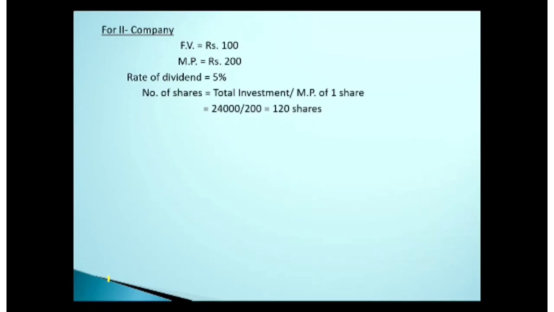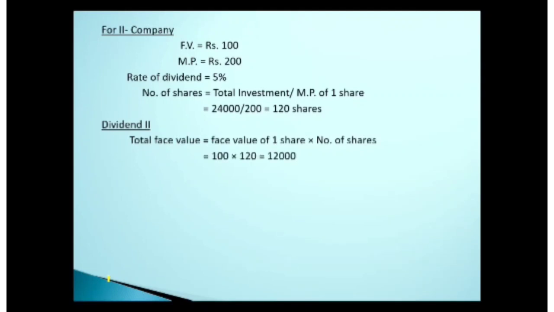After that, we will calculate the dividend for the second company. Dividend two, I have written that subtitle. So the total face value has to be calculated. Before you calculate the total dividend, every time TFV has to be calculated. So face value is 100, number of shares just now you got to be 120, so multiply both of them, and this will make 12,000. So TFV is coming to be 12,000 here.